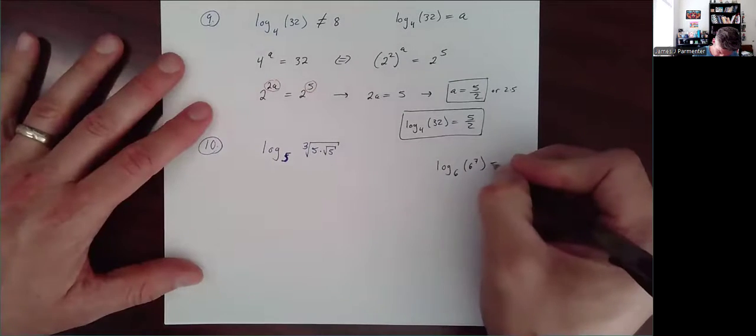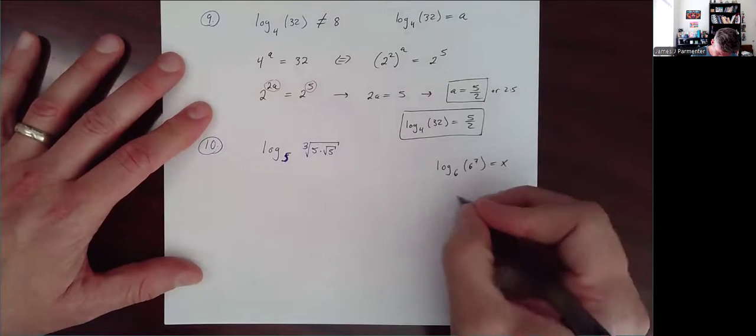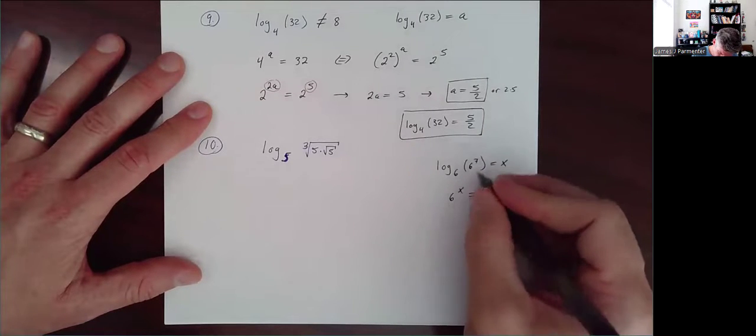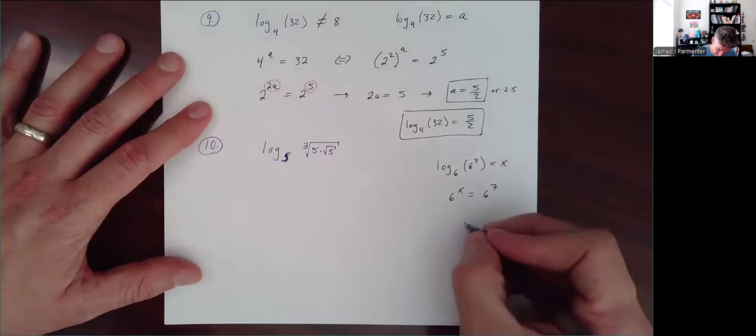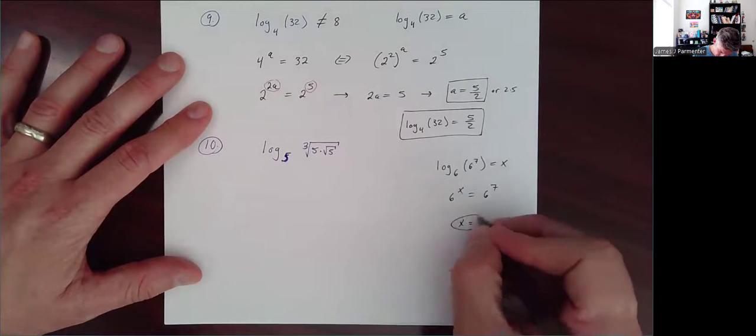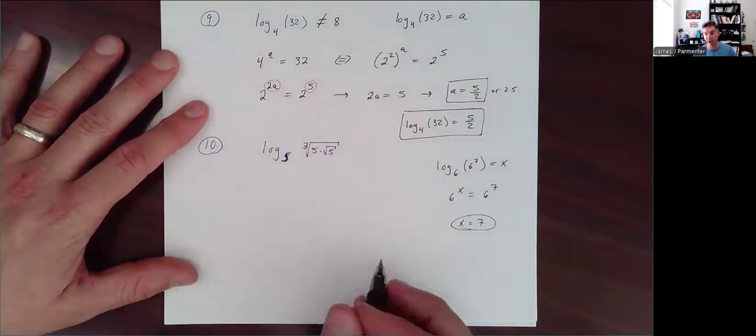But if you set this equal to x, you can say, well, 6 to the x has to equal the inside, which is 6 to the 7th. And the only way that works is if x equals 7. The same thing is true here. We just have to rewrite the argument here.